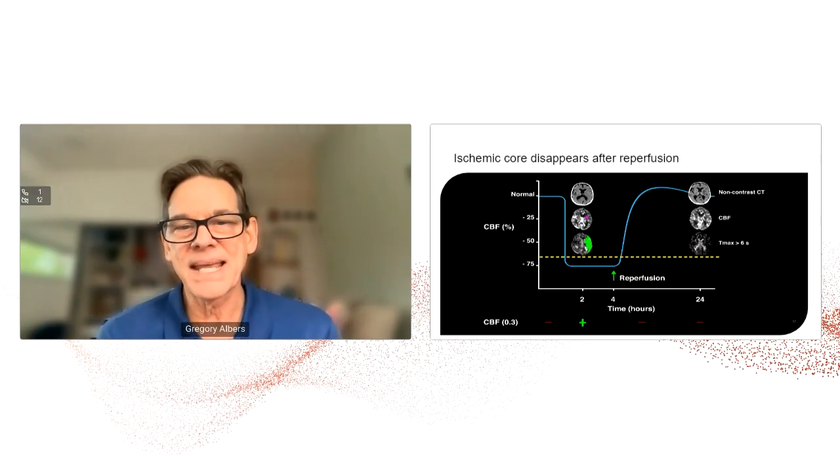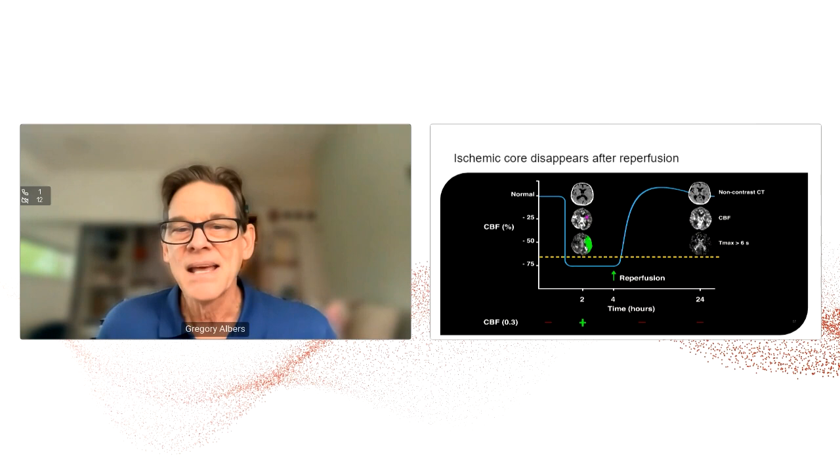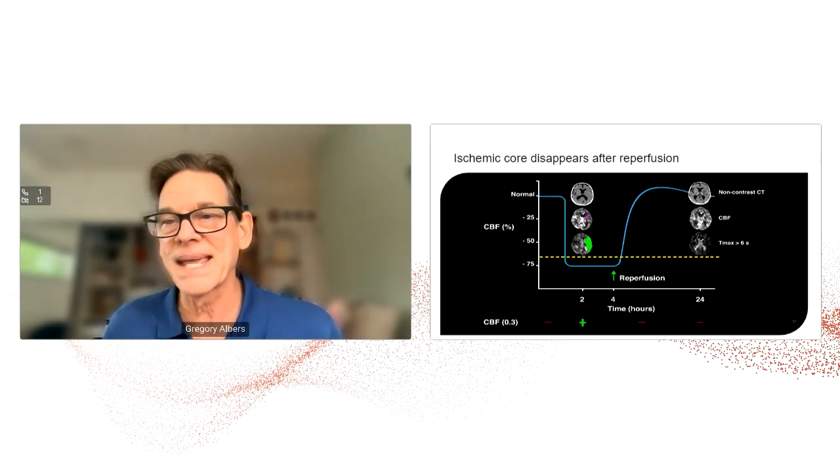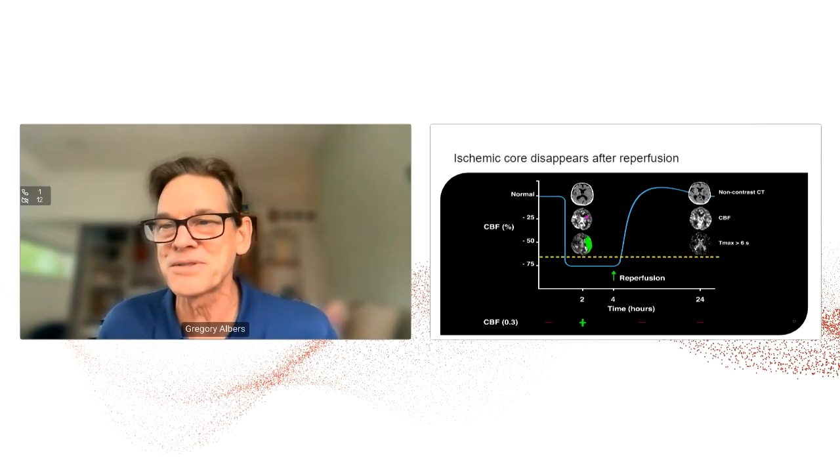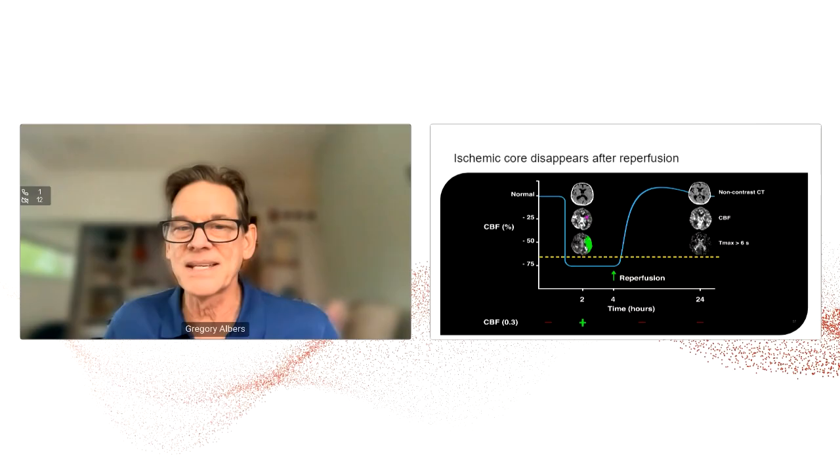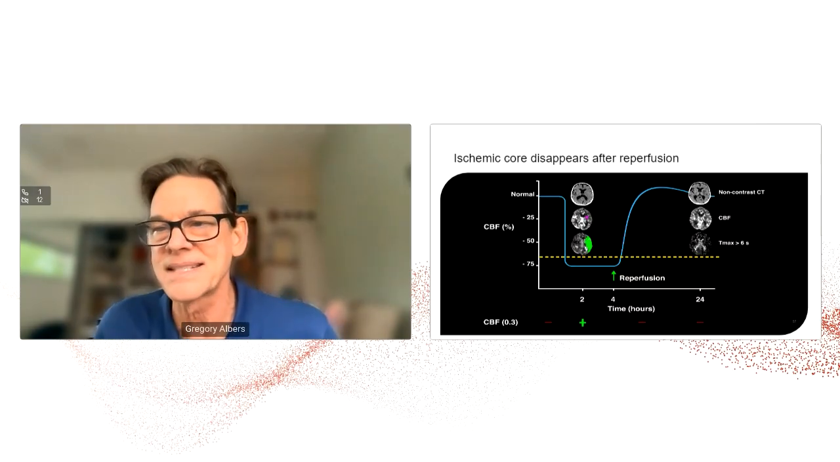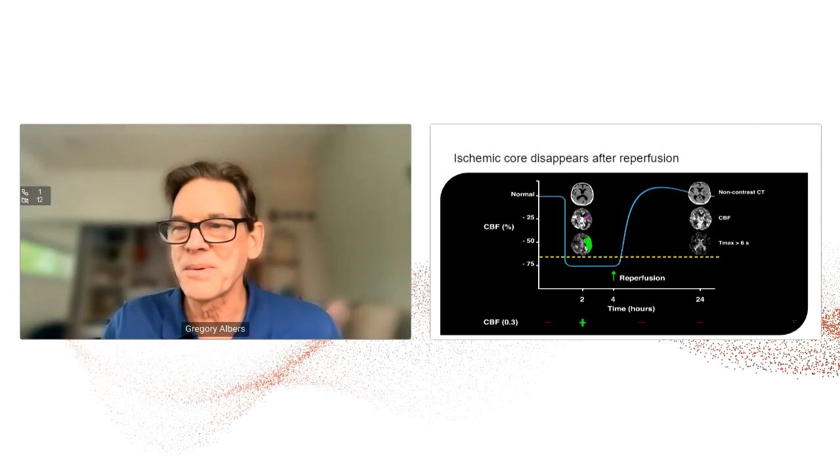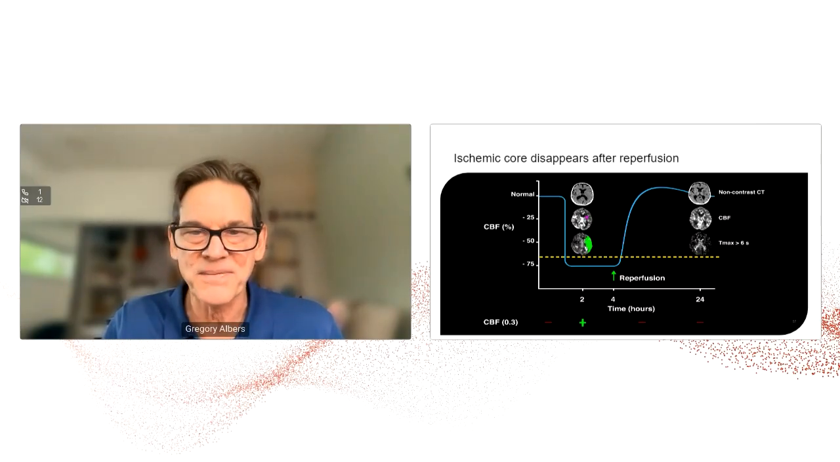You can see that pink area is now obviously infarcted on the non-con head CT, but the blood flow in the area is only minimally reduced because the blood vessels are still alive. They haven't gone on to die. So that means the pink area is going to disappear. So the fact that there's no pink after reperfusion does not mean there's no stroke. It just means the blood flow has been restored to the area where the stroke is, and you need to look at the stroke on a non-con CT or an MRI scan. So the stroke is going to appear to disappear once you reperfuse the vessel.